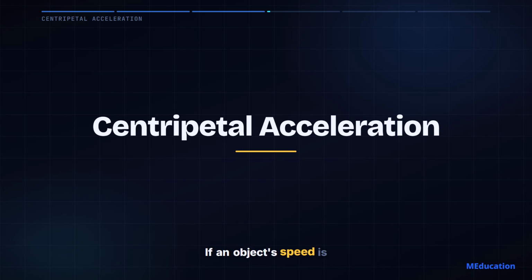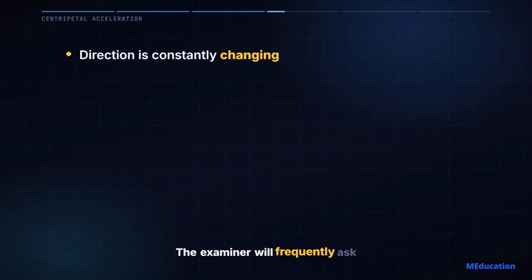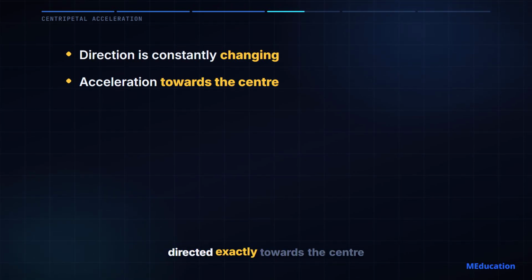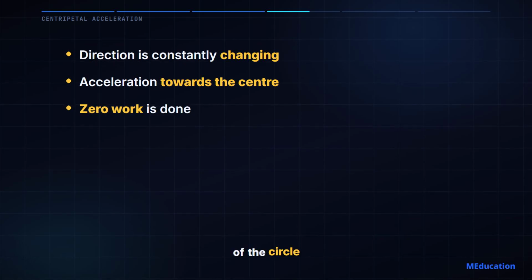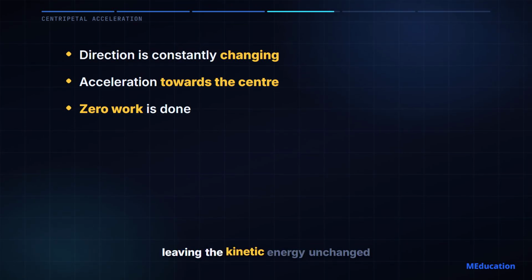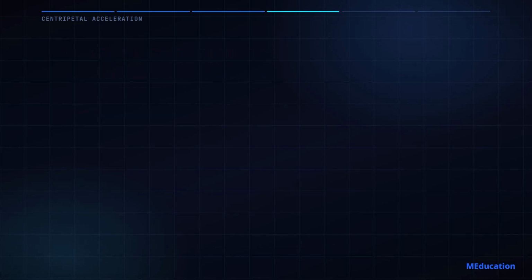If an object's speed is constant but its direction is changing, what is its acceleration? The examiner will frequently ask you to explain this. You must clearly state that a continuous change in velocity requires a continuous acceleration, directed exactly towards the center of the circle. You will calculate its magnitude using 2 interconnected formulae, and you will prove mathematically why this central acceleration does absolutely zero work, leaving the kinetic energy unchanged.